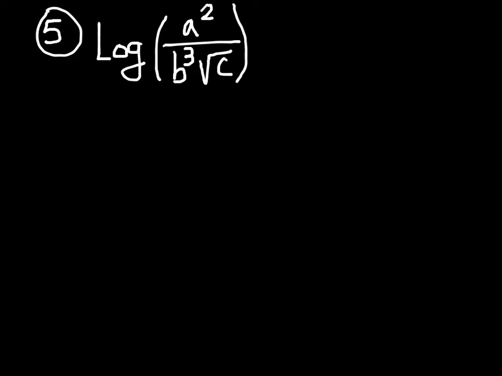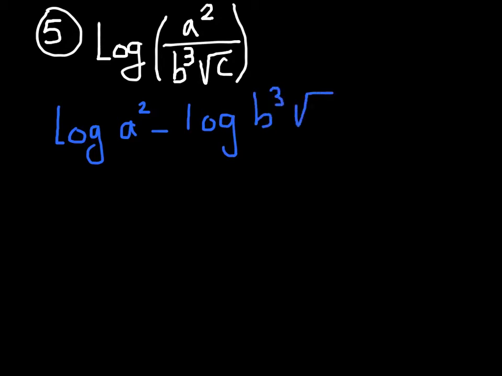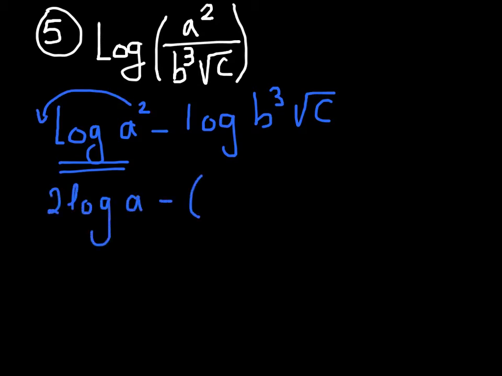Part 3, number 5. We're going to expand logs. I want you to make log of the numerator minus log of the denominator, which is b cubed square root of c. This log right here, I can toss the 2 in the front and make it 2 log of a. And here I'm going to expand them into 2 separate logs, log of b cubed plus log of square root of c.